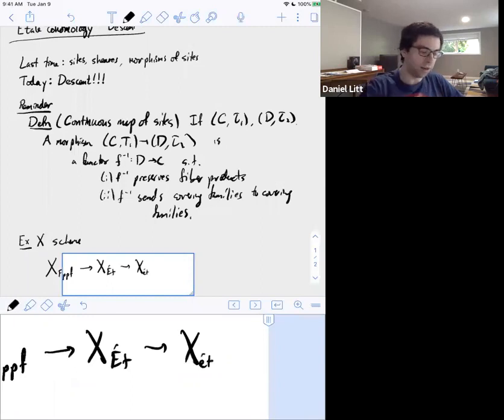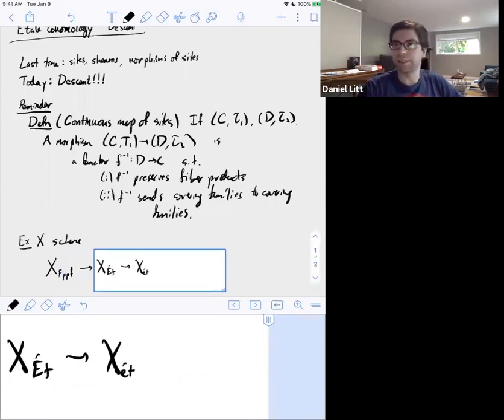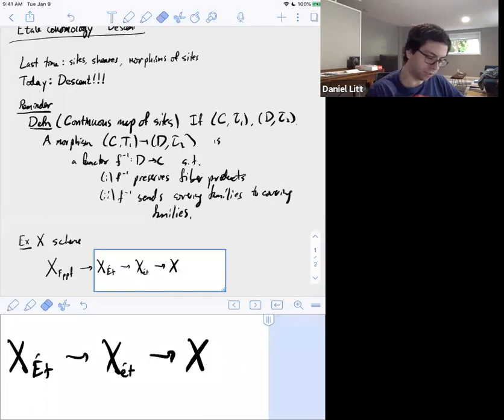There, objects were Etale X schemes, and morphisms were morphisms over X. And then again, covers were collections of morphisms which were jointly surjective. And then this maps to the Zariski, sorry, this should be the small Zariski site of X. This is just the category of open subsets of X with morphisms given by inclusions, and covers are covers. So can anyone tell me what these arrows are? Like how to define these maps?